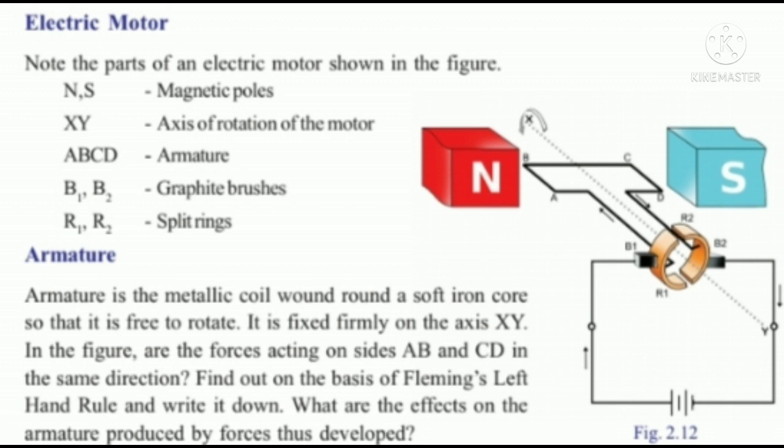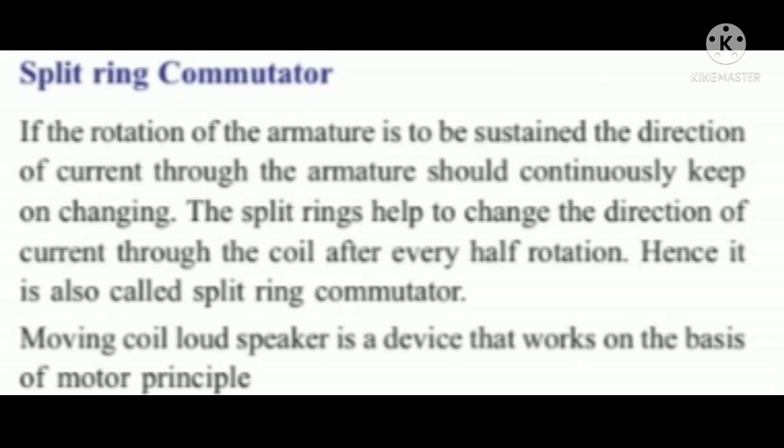Then find out the basis of Fleming's left hand rule and write it down. What are the effects of the armature produced by the force developed? We already know that the direction of current from AB is positive and CD is negative. It is denoted by the letter ABCD.